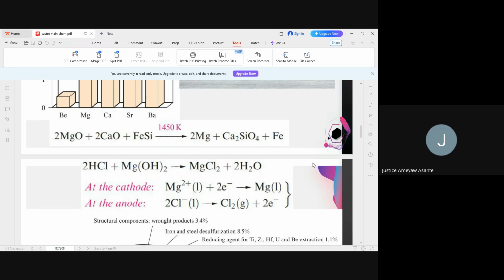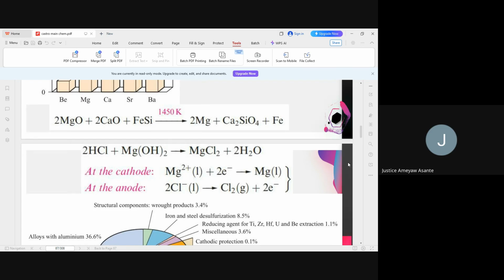Now, they are also extracted by electrolysis. So their oxides could be in the form of the ore. You go for the ore. If you want to extract, let's say, magnesium, you combine magnesium oxide with calcium oxide and iron silicate. When you heat to a temperature of about 1450, you'll be able to break down to get your magnesium.